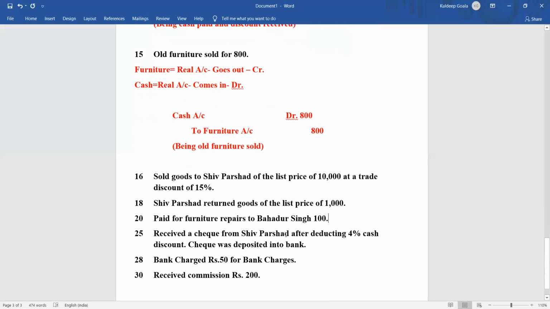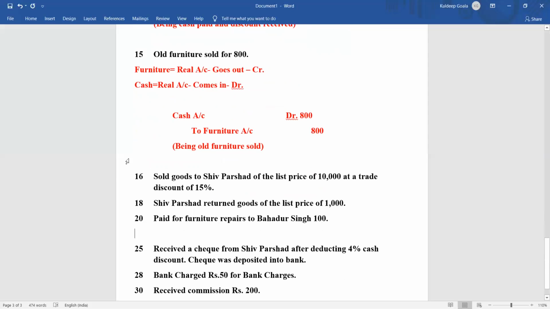Paid for furniture repair to Bahadur. Okay, whenever repair is being done, what account will you take? We will take repairs and renewal account. Repairs and renewal account. Okay, so paid for furniture repair.